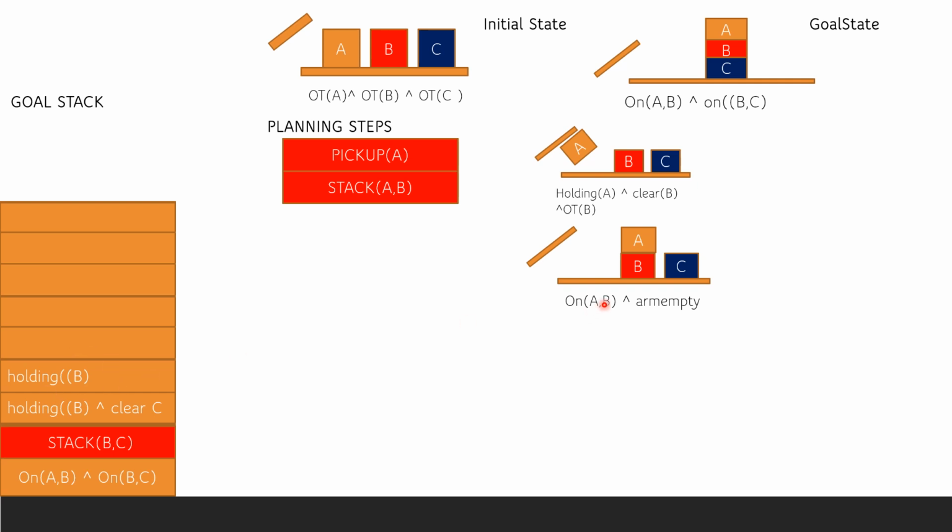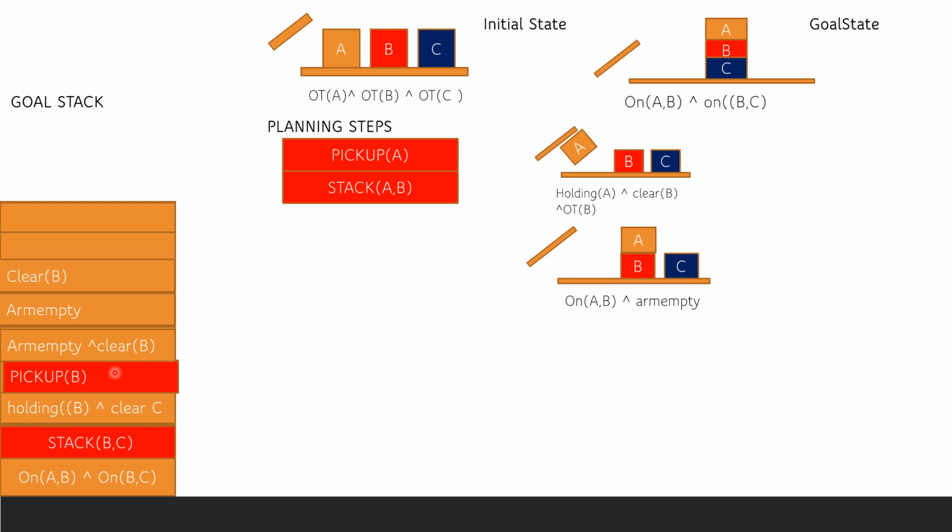Holding B is not satisfied. In order to satisfy holding B, we must execute pick up B. But pickup B cannot be directly included into the plan because we have to first see whether the preconditions of pickup B are satisfied or not. The preconditions of pickup are arm empty and clear B. We'll push them into the stack one by one and then check again.